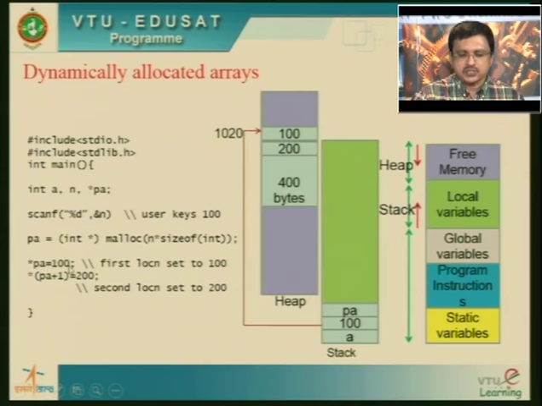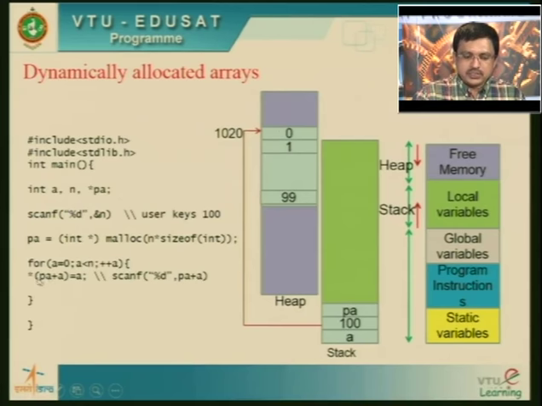So, *pa is equal to 100, the first location now gets 100, and *(pa + 1) is equal to 200. That is how you start accessing the heap. This malloc provides you the space of 400 bytes, and you can use pointers, pointer arithmetic and the star operator to assign or manipulate the values in the heap.